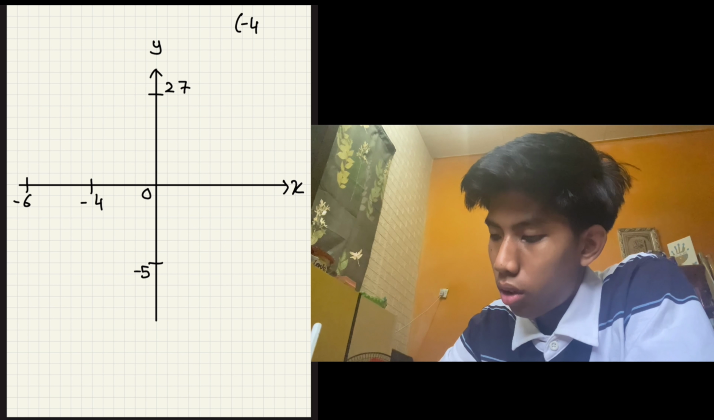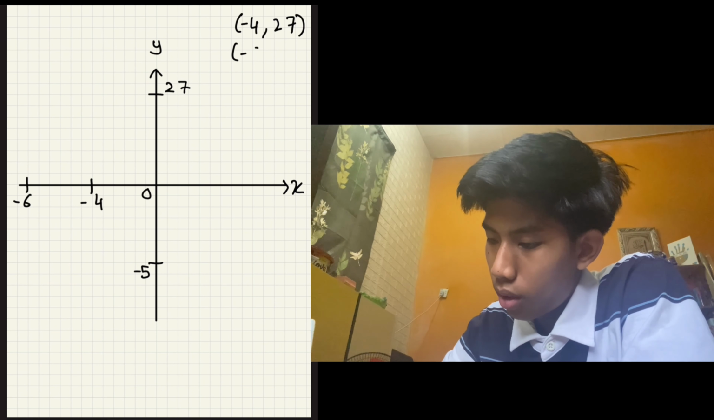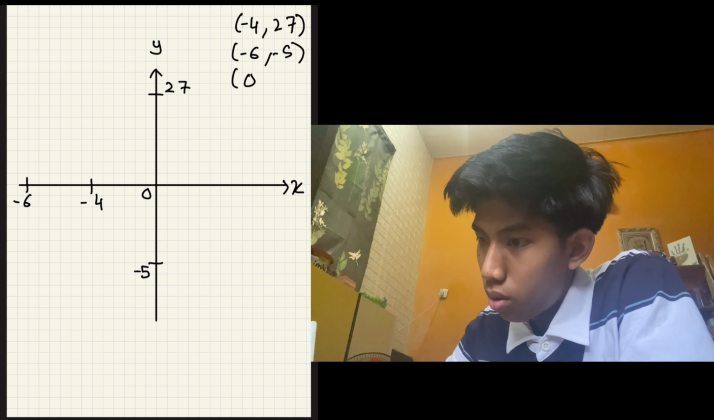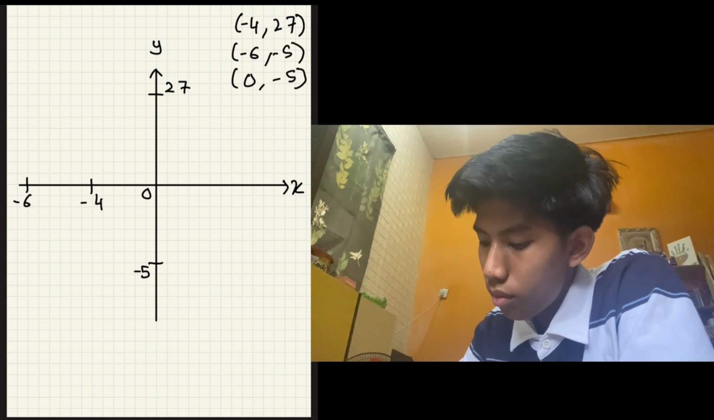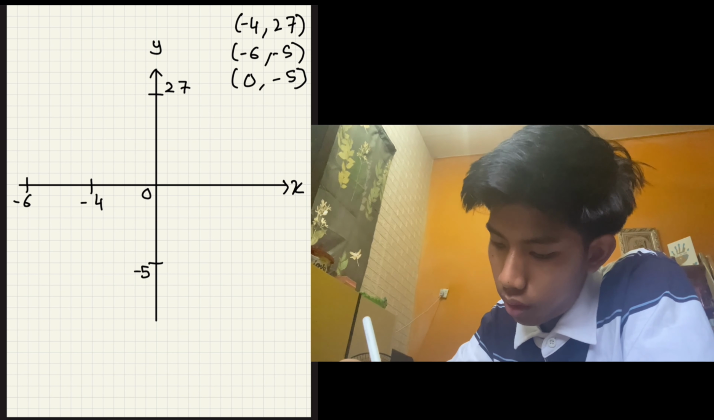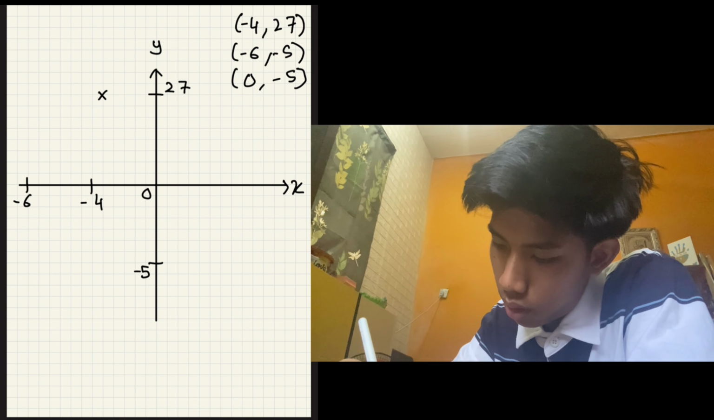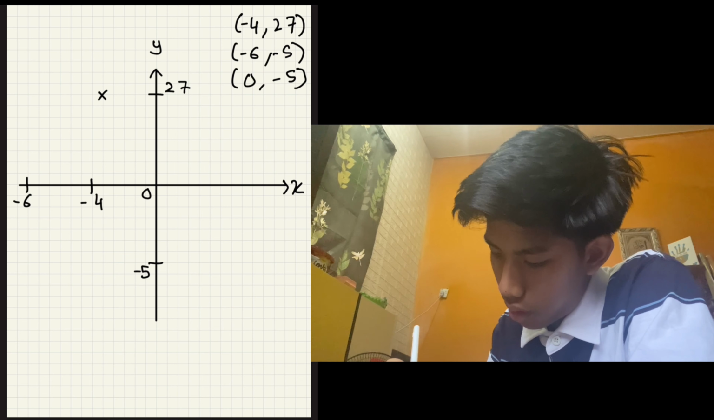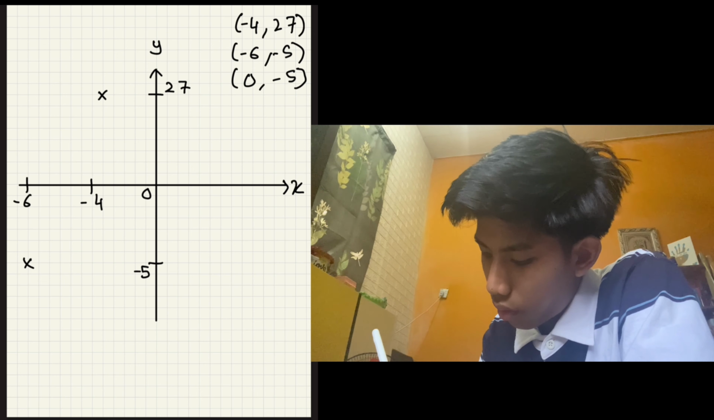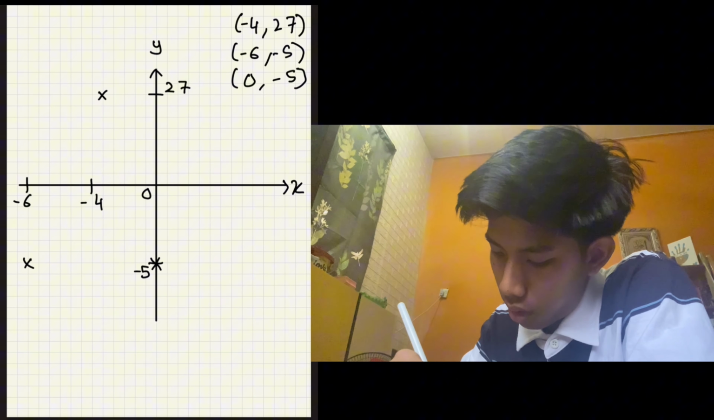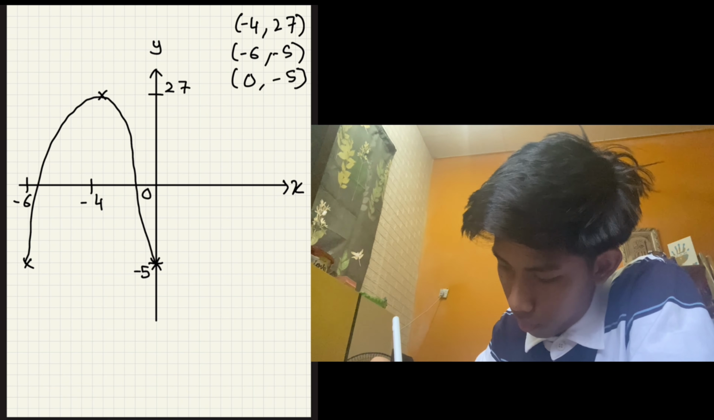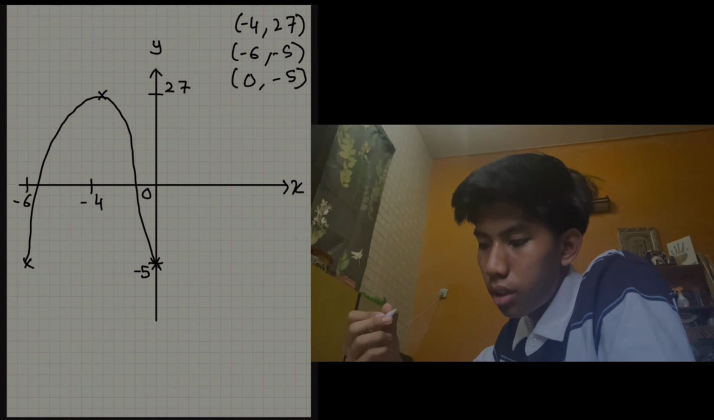Now we have all the coordinates: (negative 6, negative 5) and (0, negative 5). Okay, now we have to plot them. Only (negative 4, 27) here, (negative 6, negative 5), and (0, negative 5). This is the final answer for part 6.